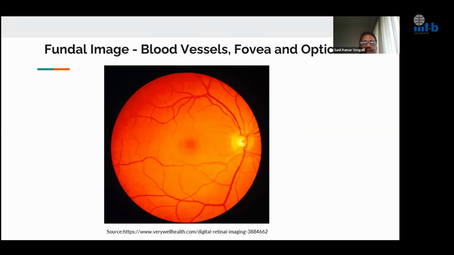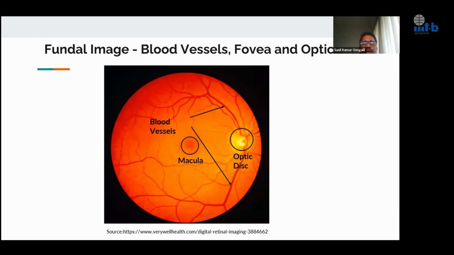This is the fundal image. Fundal imaging is an image of the retina taken using a special camera called a fundal camera, and this image shows various structures. The first and most important structure that we are interested in is the optic disc, which is the brightest region, highlighted over here. Another region is the macula, which is the dark region highlighted here. This corresponds to the macula. And the third visible structure in the fundal image is blood vessels.